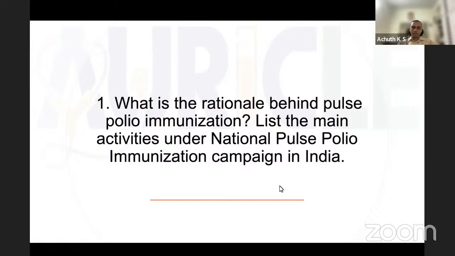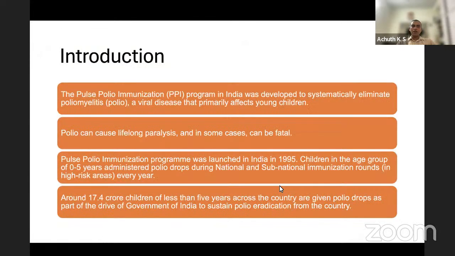Pulse polio immunization. Write this answer in the topics exactly as per the slides. Please take it down so that you will not be missing any point, and all the points are very important to gain marks in a long essay. First, you will write the introduction.